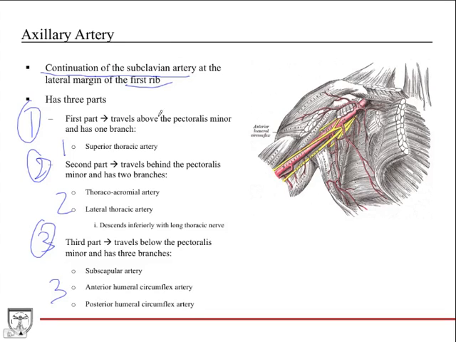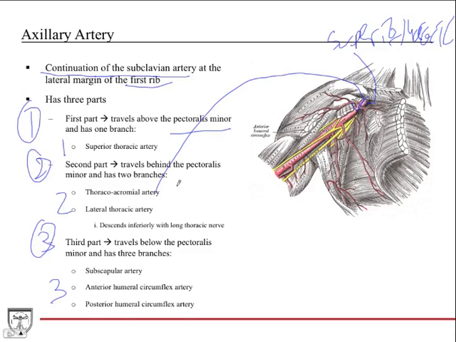Now, the first part travels just above the pectoralis minor muscle, and it has one branch, which is shown here. This little branch coming off right here is the superior thoracic. Okay. Now that's coming up. The pec minor's peeled away here to give you a good deep view. Second part travels behind the pectoralis minor and has two branches. So the thoracoacromial trunk, which is this one right here, coming off here and bifurcating.